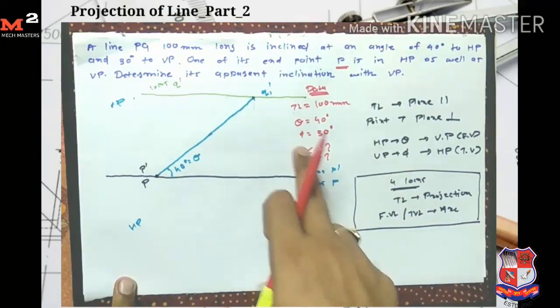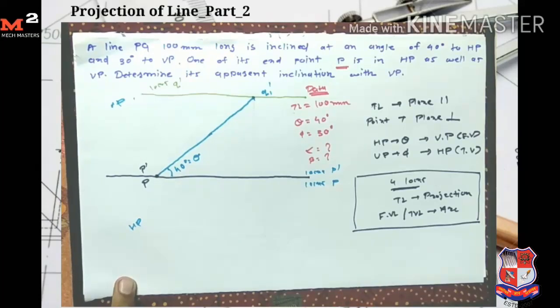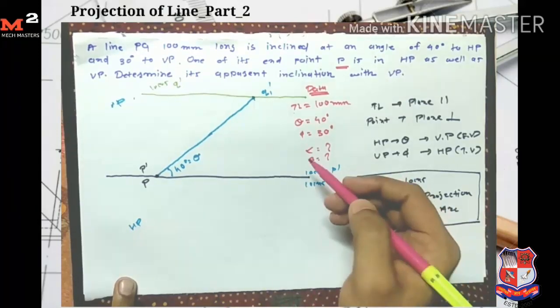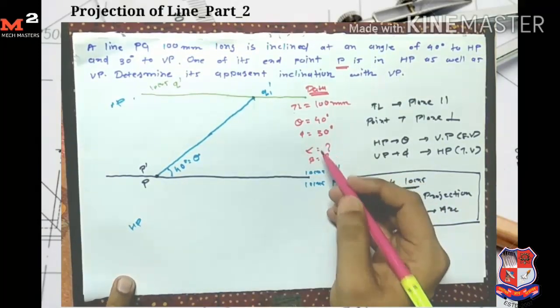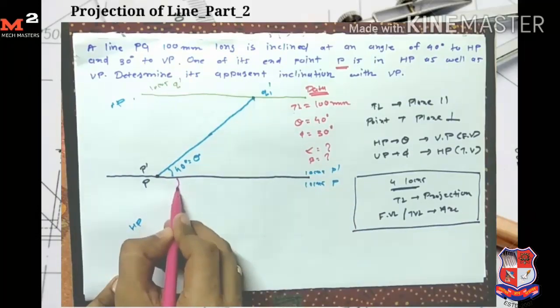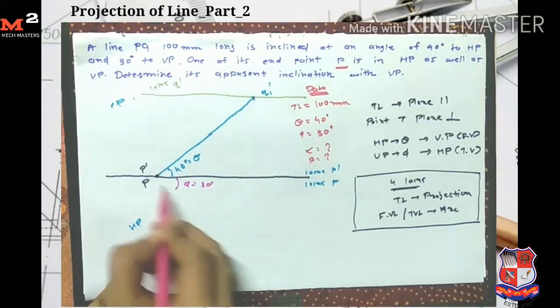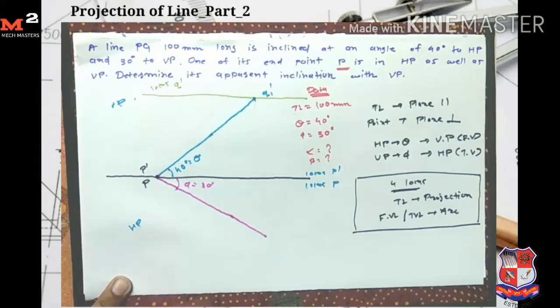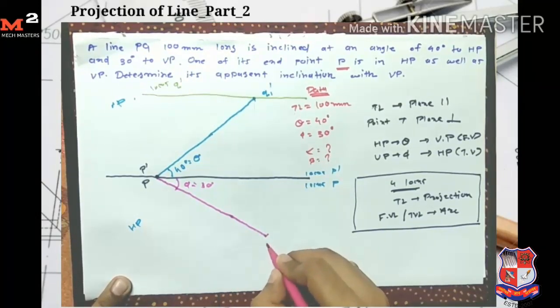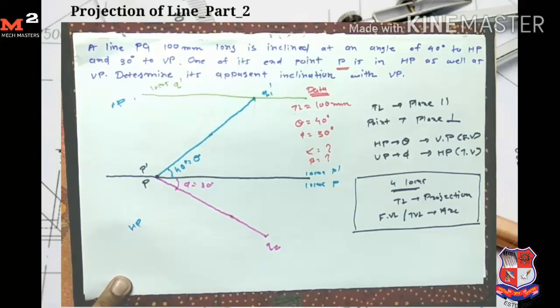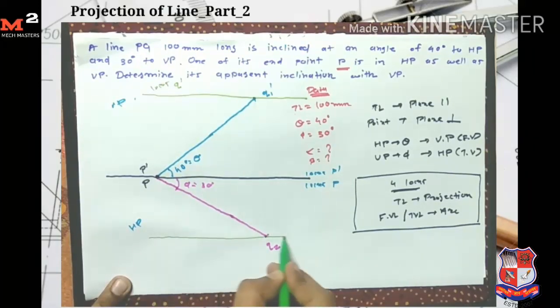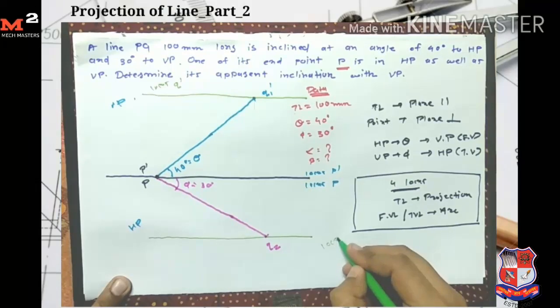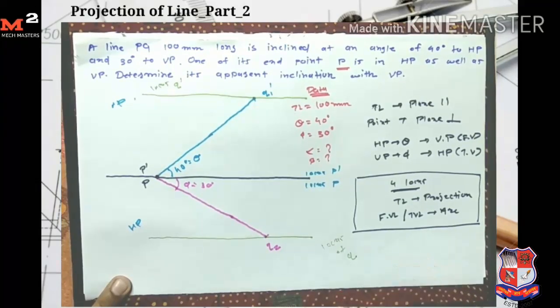Another condition given is phi equal to 30 degrees, which means the line makes an angle of 30 degrees with the vertical plane. So we represent this angle on the horizontal plane. Phi equal to 30 degrees. From this point I measure the angle phi equal to 30 degrees and length equal to 100 mm. I draw one line here. The end point I name Q2. So I get the fourth locus here. This is the locus of Q.